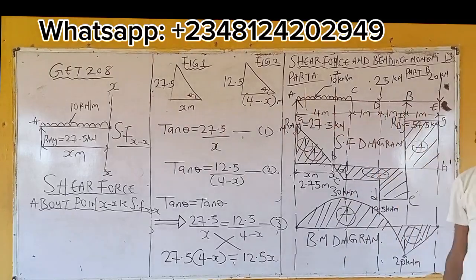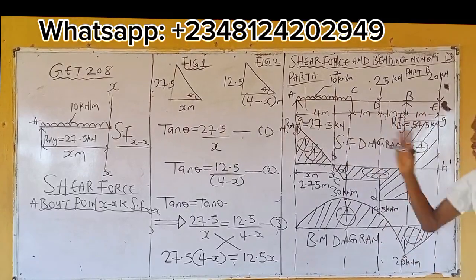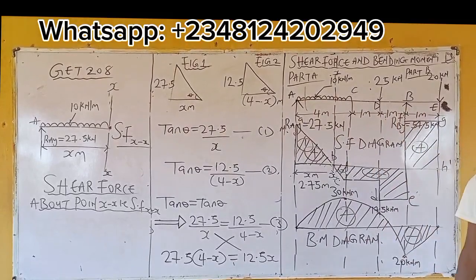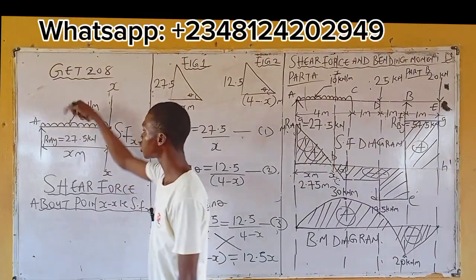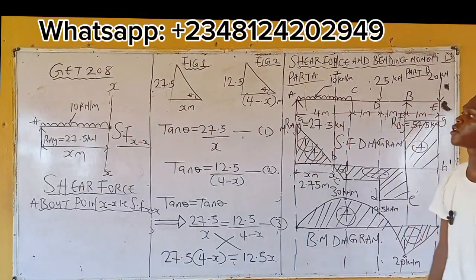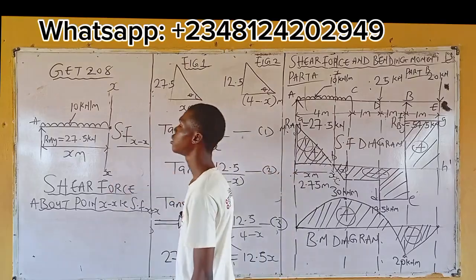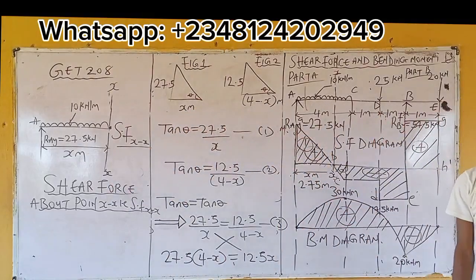Identify how many forces do you have behind. I'm having 2. And these 2 are what? The support and the UDL. By support, what's the value? 27.5. By UDL, what's the value?